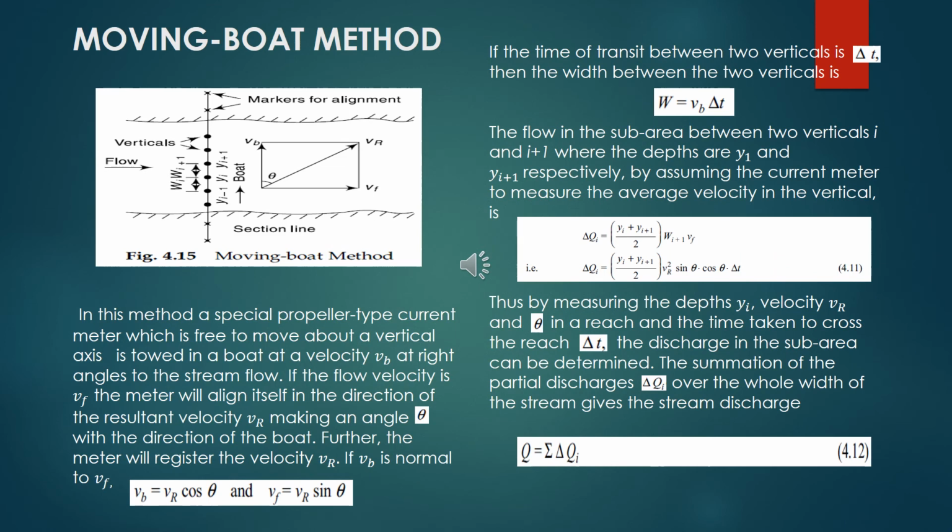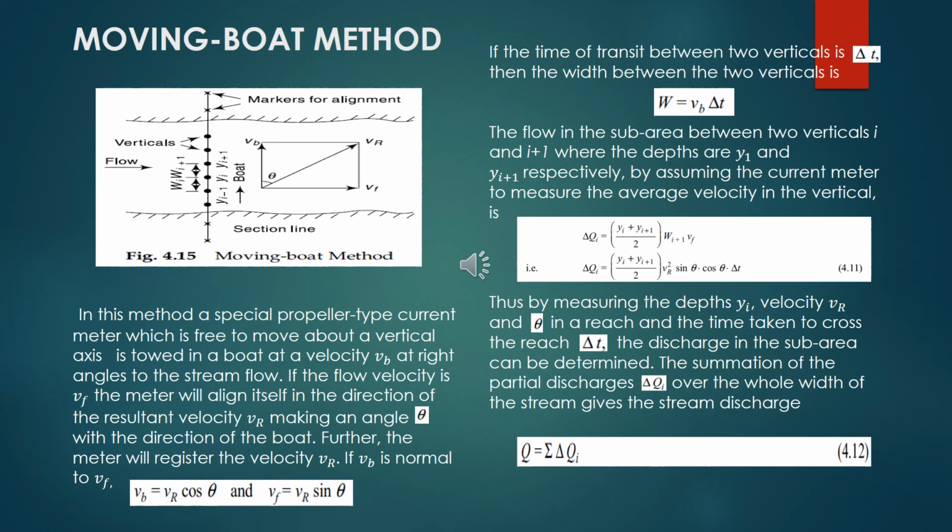Moving boat method. In this method, a special propeller type current meter, which is free to move about a vertical axis, is towed in a boat at a velocity v sub b at right angles to the stream flow. If the flow velocity is v sub f, the meter will align itself in the direction of the resultant velocity v sub r, making an angle theta with the direction of the boat. Further, the meter will register the velocity v sub r.